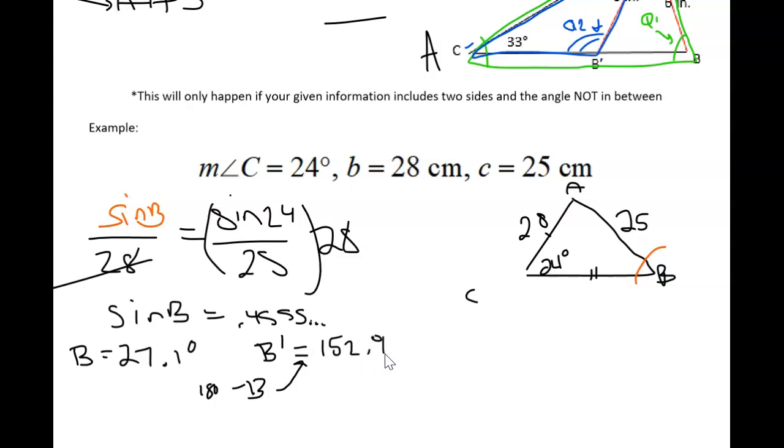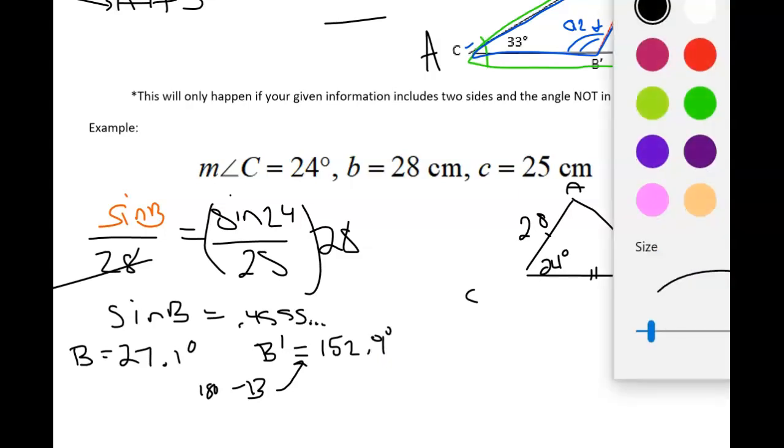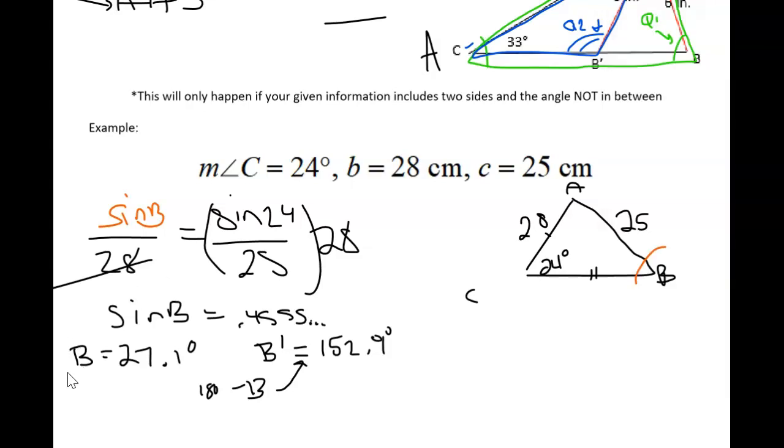Okay, now we check if the ambiguous case is even valid. So I'm going to use orange for my first answer. B is 27.1 degrees. C was 24 degrees. Add those together and subtract from 180. 24 plus 27.1, 180 minus. We're going to get that angle A in this example would have to be 128.9 degrees. That is a valid measurement for angle A.